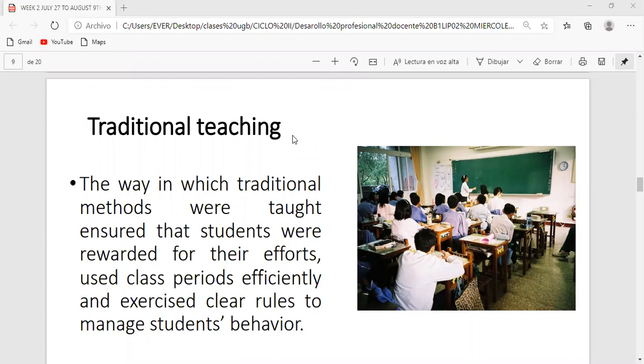Teachers used to reward students for their effort. They used to tell them, okay, if you do this, I'm going to give you an extra point or something. They used to praise them or compare them. They used to say, you've got to be like Marco, right? Marco Tulio is a great student. You should be like him. They used to compare students.